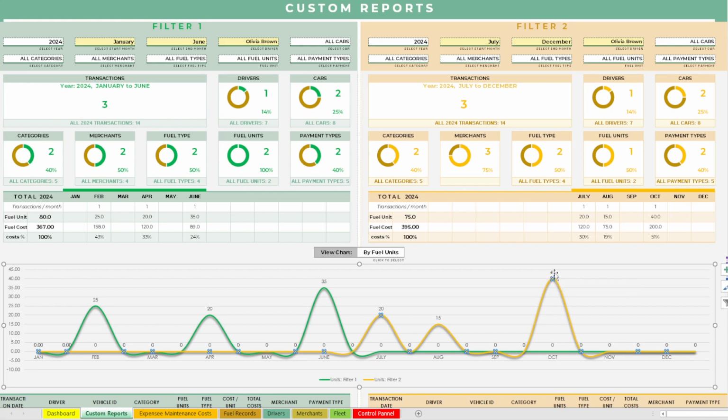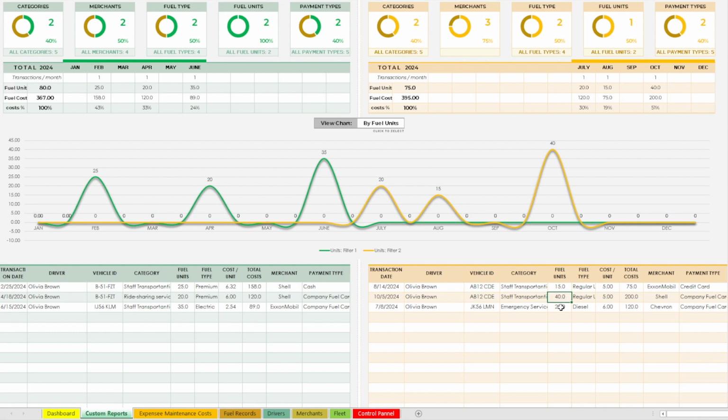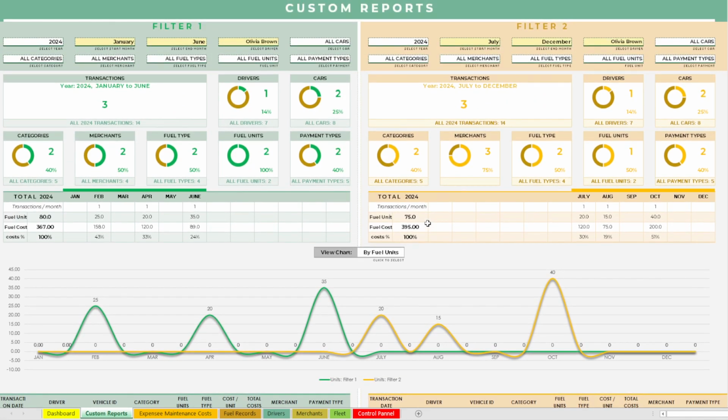She fueled with 40 fuel units, and if we want to see what those 40 fuel units are, it's regular unleaded gasoline, $200 cost, with company card for this car on October 5th, 2024. So basically you can retrieve any kind of data in just a few seconds.